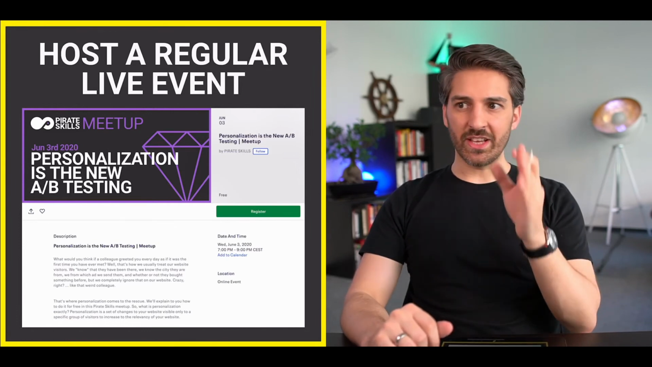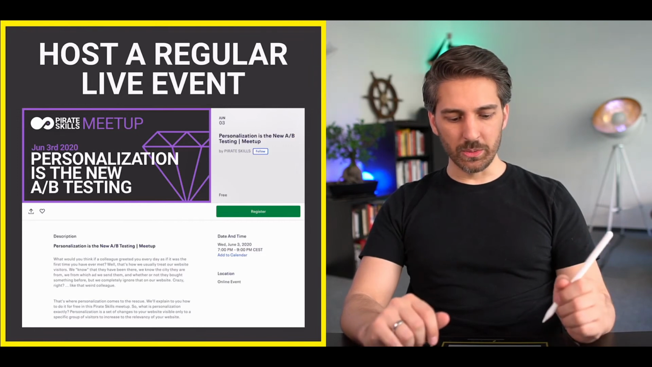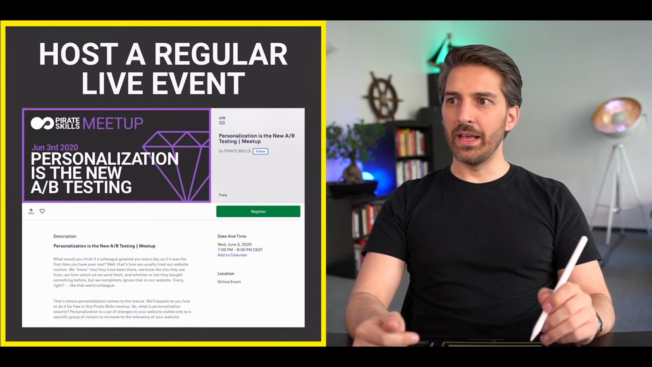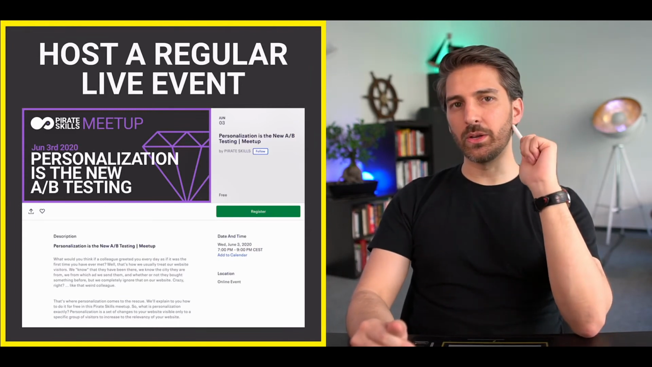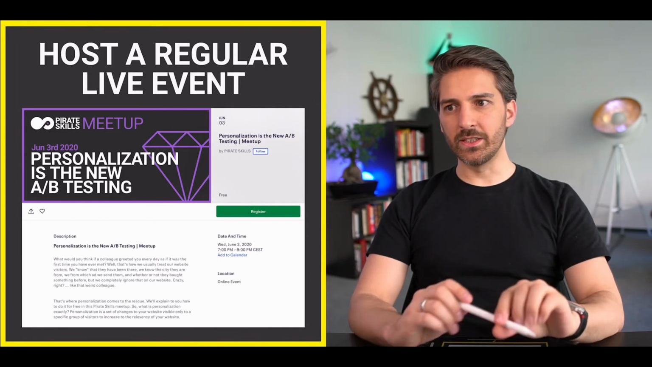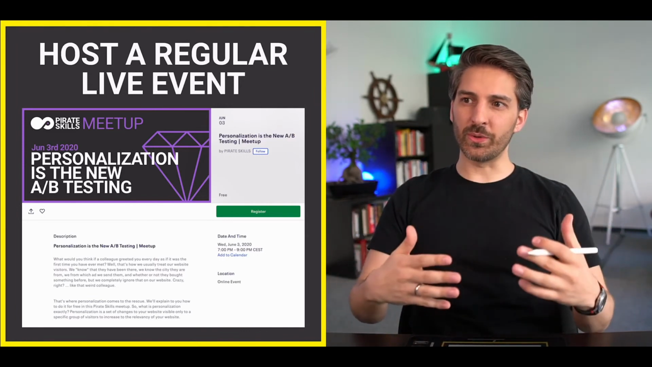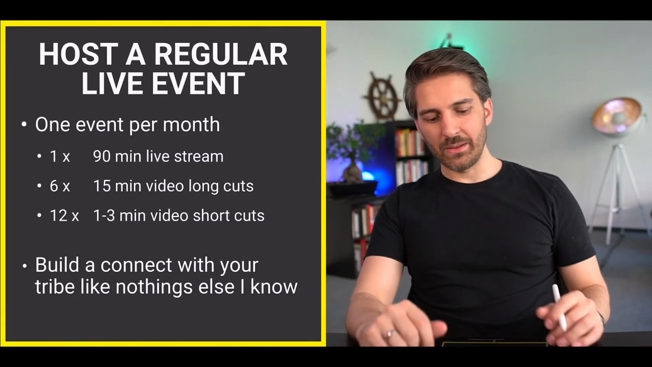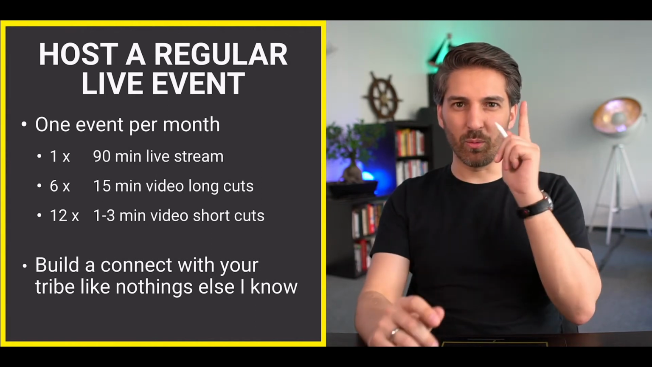If you want to check this out, if you go to pirateskills.com, you will see that the upcoming meetups are already showing there. The next one that you can join is on June 3rd, and we're going to talk about personalization is the new A/B testing. I want to show you how you can take your conversion rate optimization game to the next level. So we do those events, and what happens with those events? We have one event per month.